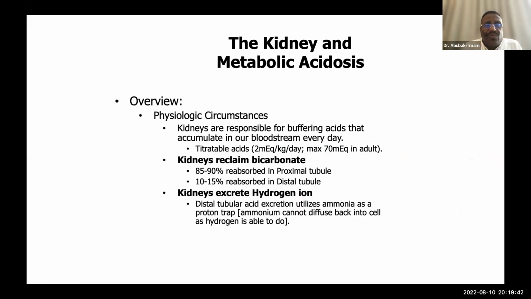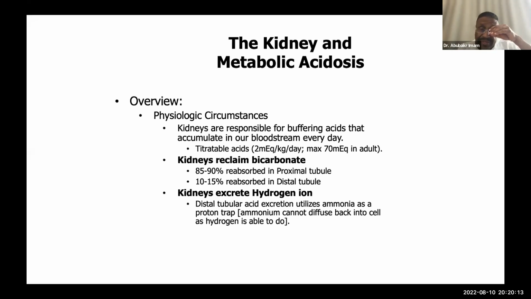Now, what happens in metabolic acidosis? Why is it important for us to know the role of the kidney? Well, under normal physiological circumstances, it is the responsibility of the kidney to buffer the acid that accumulates in our bloodstream every single day, continuously, 24/7. And the titratable acid that we can measure is usually around 2 milliequivalents per kilogram per day.